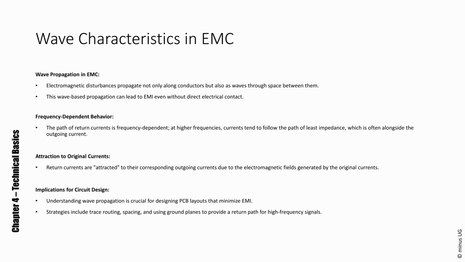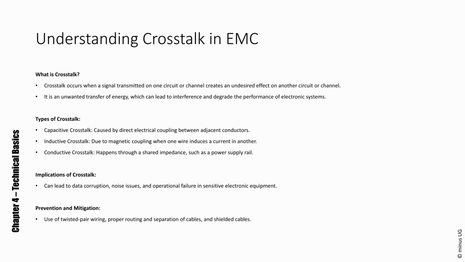In practical terms, this means that designers must consider not only the physical connections, but also the invisible waves that accompany electrical currents. By doing so, we can create electronic systems that are more resistant to EMI, ensuring better performance and compliance with EMC standards. In conclusion, the wave characteristics of electromagnetic disturbances are a crucial consideration in the field of EMC. By designing with these principles in mind, we can mitigate unwanted interference and create electronic products that function harmoniously in their intended environments. Understanding crosstalk in EMC.